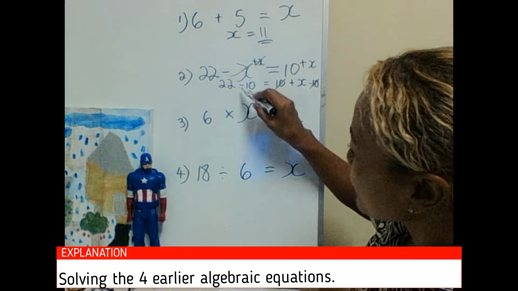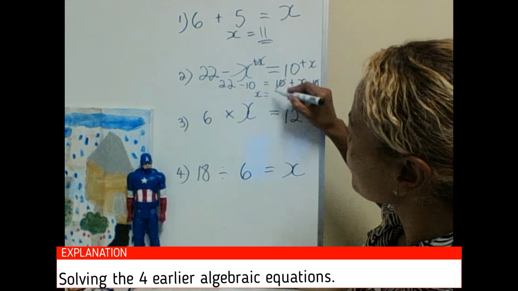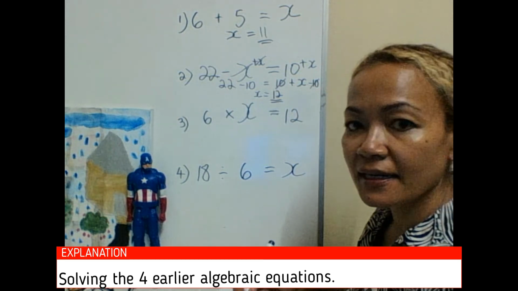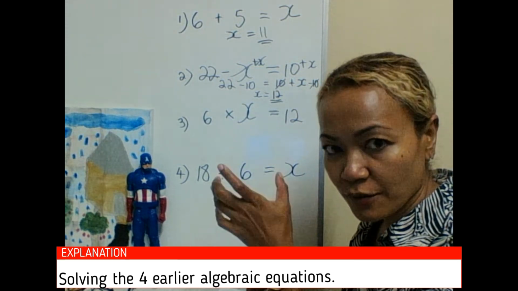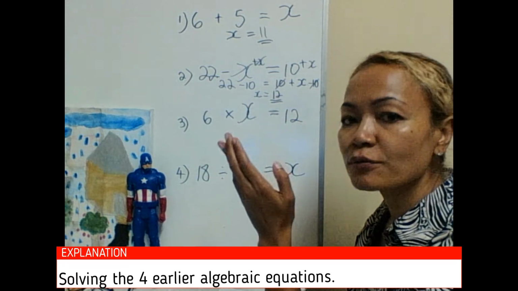I've just taken it to this side, now I'll take this side over to that side. 22 minus 10 is equal to 12. So you're ending up with the exact same answer, but you're just playing around with the equation. So doing the same thing to both sides in order to make one side only say x.